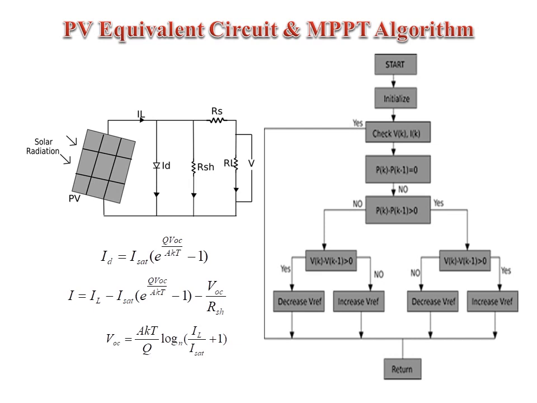I sat is the diode saturation current and q is the electron charge. IL is the photovoltaic current in amperes. VOC is the open circuit voltage. A is the curve constant. K is Boltzmann's constant. T is the operating temperature, and RSH is the shunt resistance.